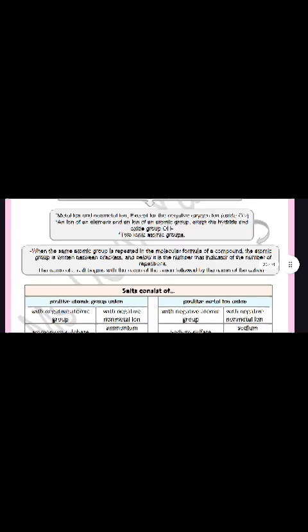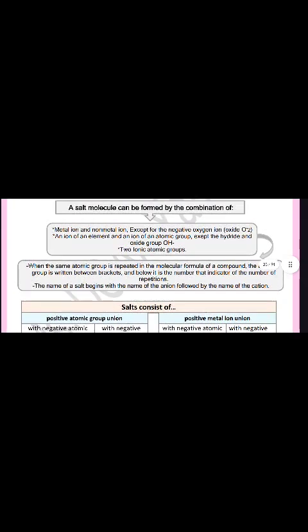Now let's enter a new part, speaking about salts. A salt molecule can be formed by a combination of a metallic ion and a non-metallic ion, except for the negative oxygen. And what is the ion? It is an ion of an element or an ion of an atomic group. So we have two types of ions: we either deal with the ion of the element, either positive ion or negative ion, cation or anion.